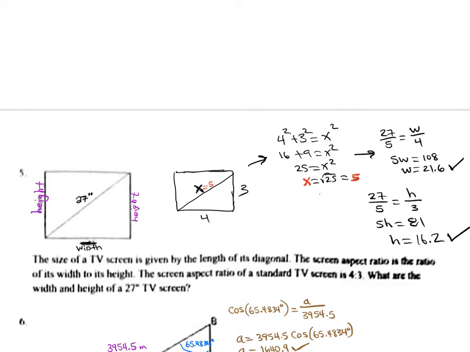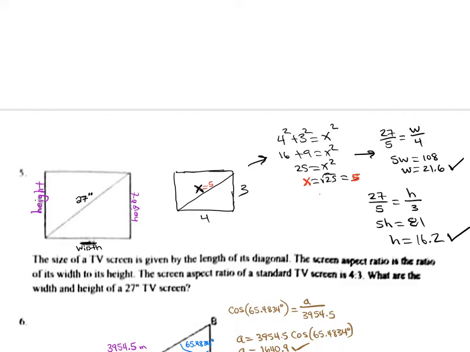All right, we have another word problem here for number 5. It says the size of a TV screen is given by the length of its diagonal. So this is the length of its diagonal, which is 27 inches. The screen aspect ratio is the ratio of its width to its height. The screen aspect ratio of a standard TV screen is 4 to 3.